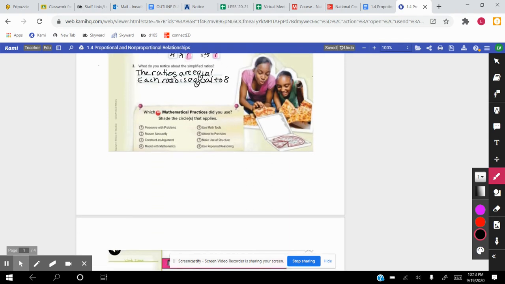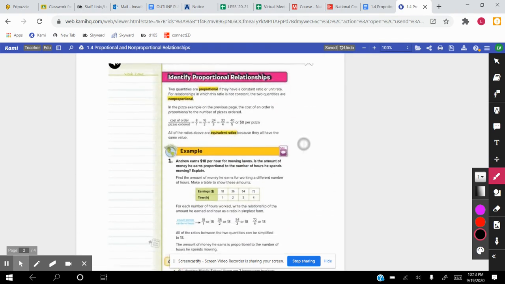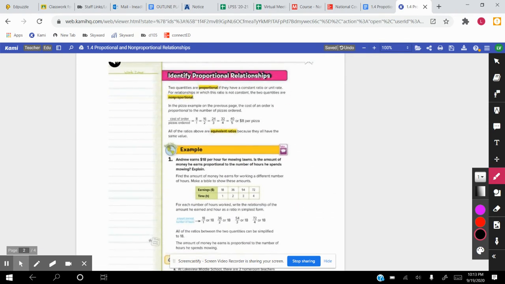Let's continue. On the next page, page 34, we're going to identify proportional relationships. Here is one of our vocabulary words. Two quantities are proportional if they have a constant ratio or unit rate. For relationships in which the ratio is not constant, the two quantities are non-proportional.